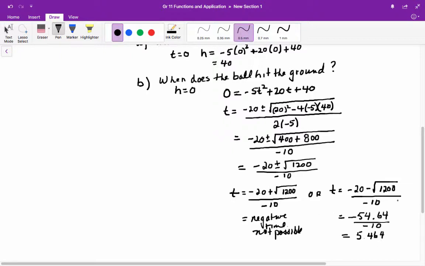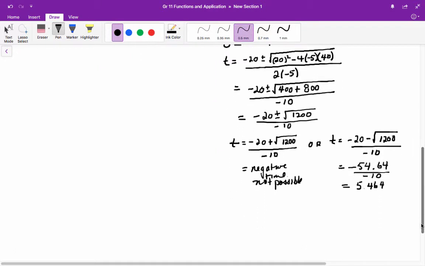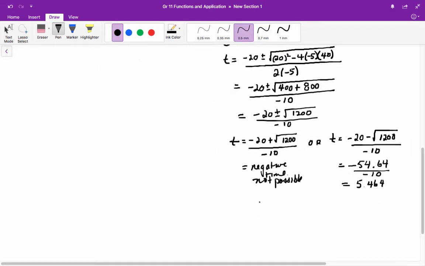So we should include a closing statement. Therefore, the ball hits the ground in 5.46 seconds.